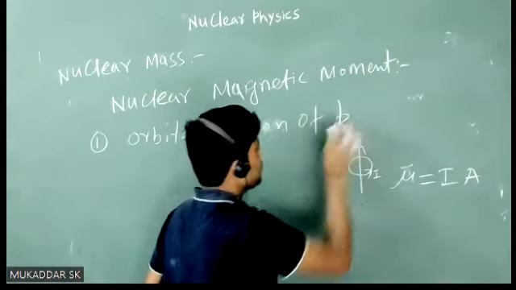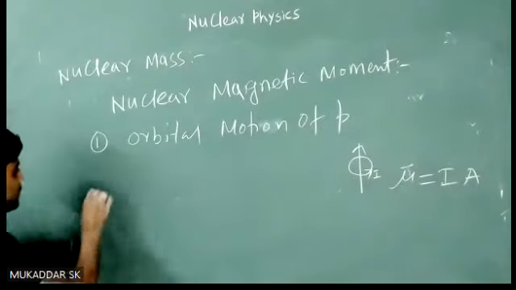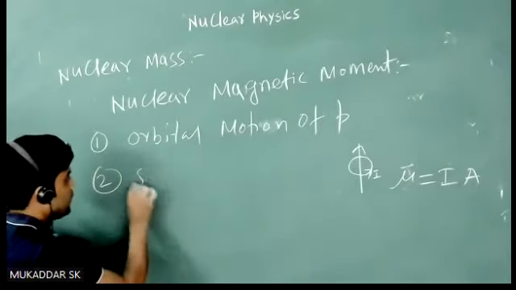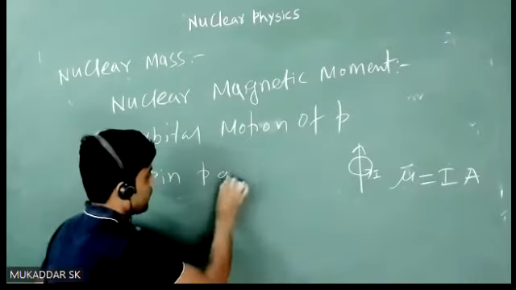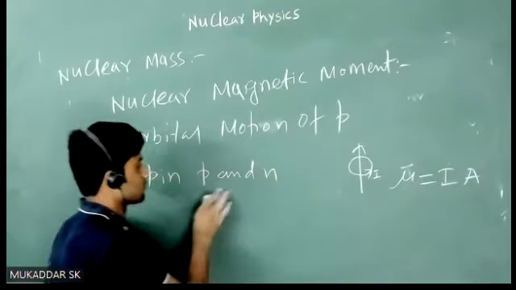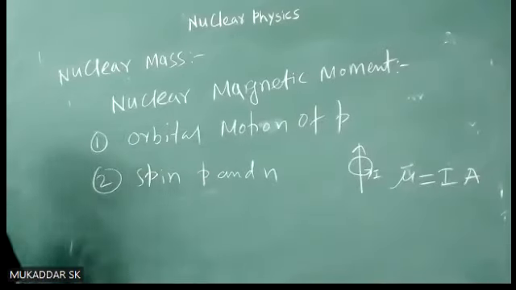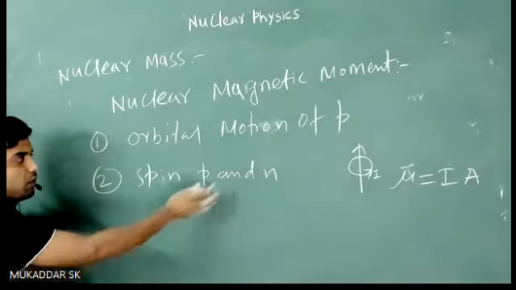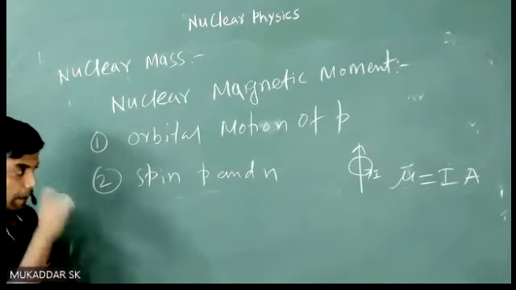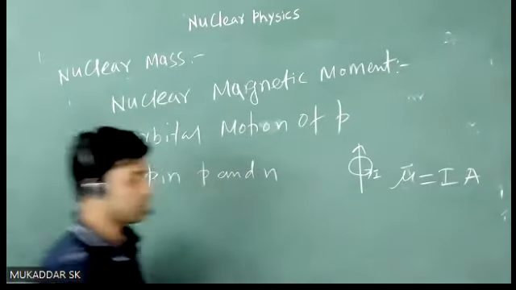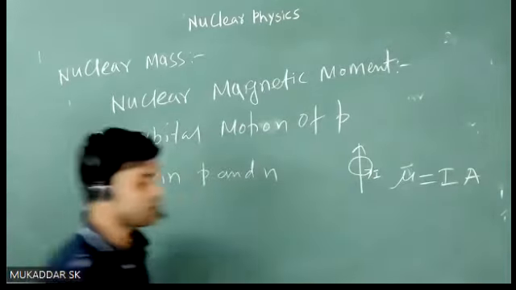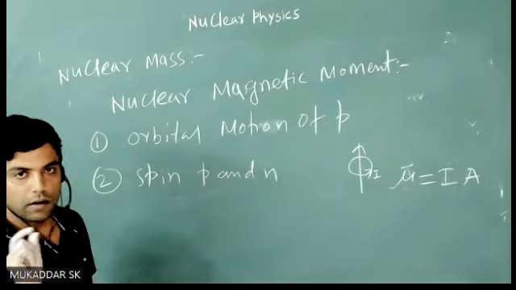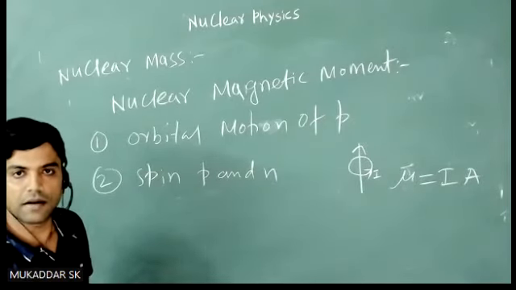proton. P means proton. Second reason, spin of proton and neutron. So spinning of proton and neutron will provide that magnetic moment, or it will contribute to production of magnetic moment. How? During that orbital motion of proton, it will spin also, right? During orbital motion, it will also make spin.